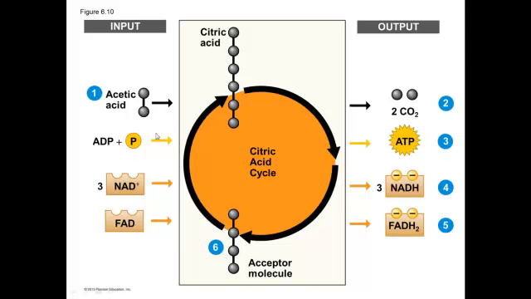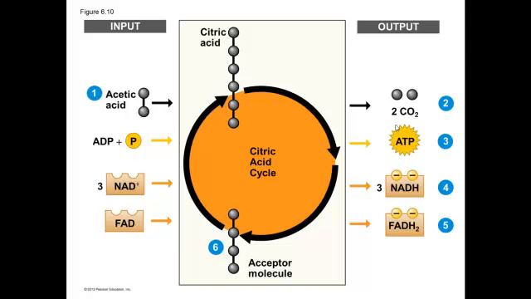Now remember that 2 acetic acid molecules will come from 1 glucose molecule, so this whole cycle can happen twice for each single glucose, meaning that one cycle of citric acid generates 1 ATP, but for each glucose molecule, you will get 2 ATPs out of the citric acid cycle. I hope that makes sense.